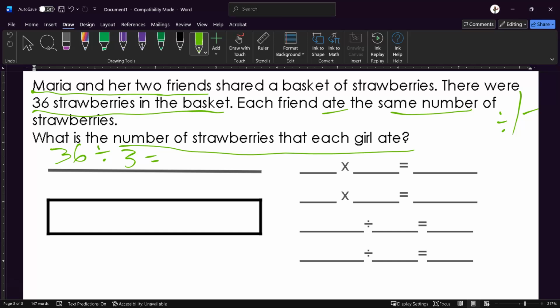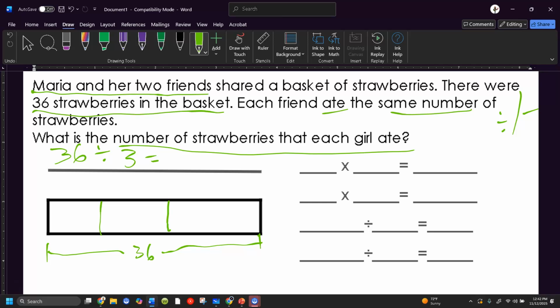Okay, so our strip diagram would show a total of 36. Okay, and there's 3 friends, and we need to find out how much each friend got. So I'm going to go down to my division since I have my division equation. In the division equation, your total goes in the front. Okay. And then we're going to put 3 and 3. Remember, because we're doing fact families, they can't have the same number in the same spot.